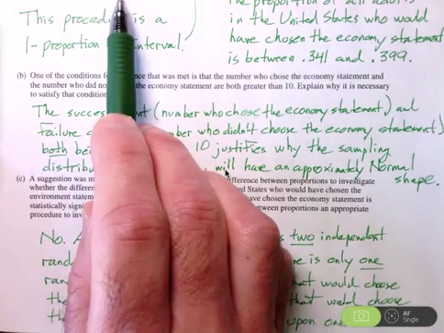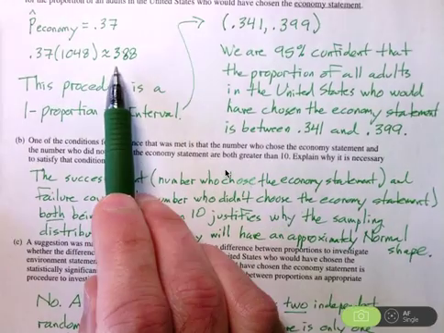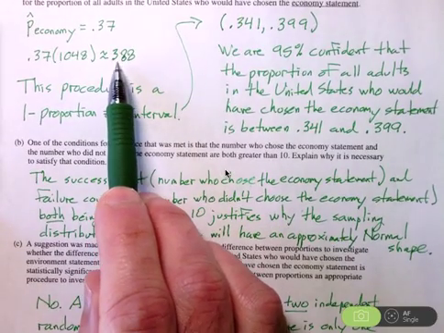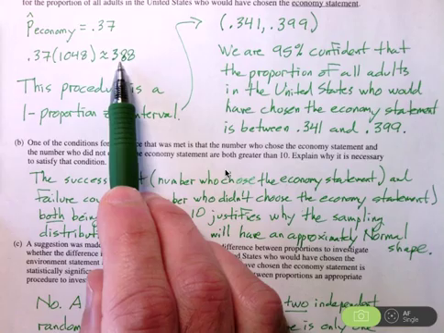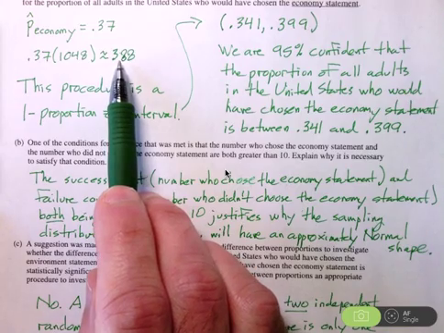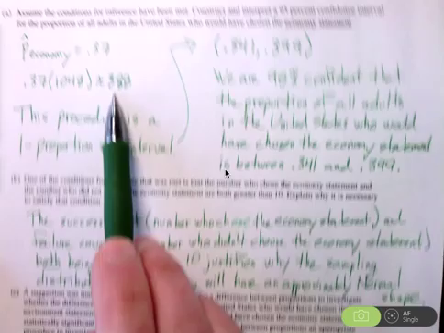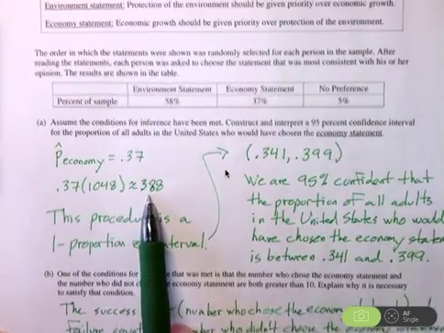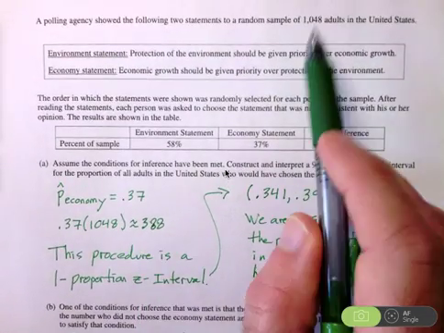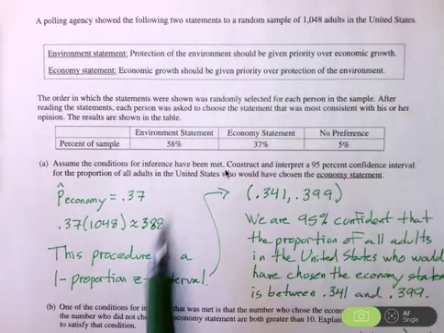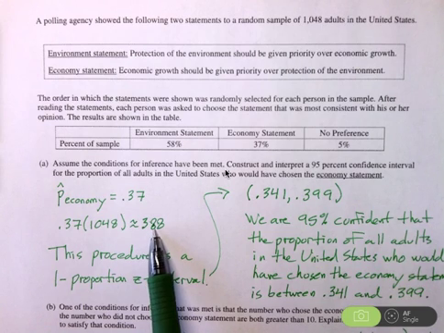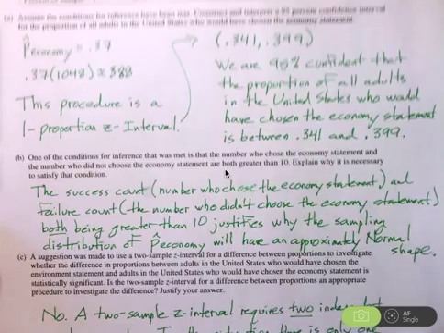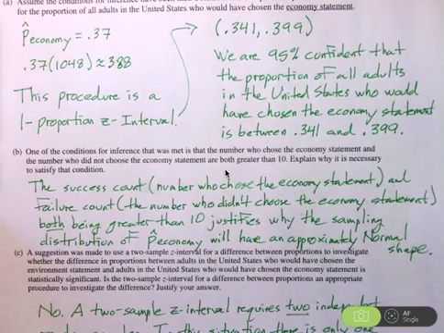I know in part A, in order to use the calculator command, we calculated that there were 388 successes. So those are the people that chose the economy statement. If I took the sample size of 1,048 and subtracted 388, I could find the count of individuals that didn't choose the economy statement, but that's not what the question is asking. The question is asking why we did that.